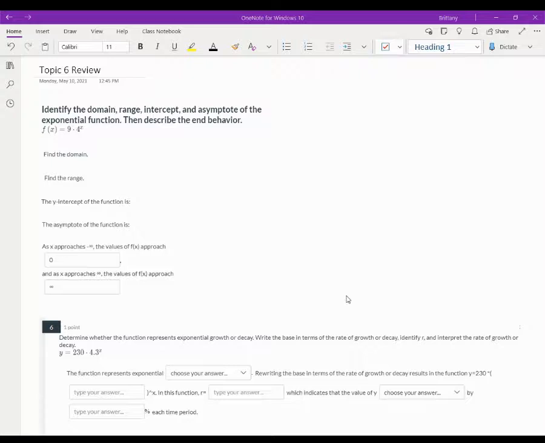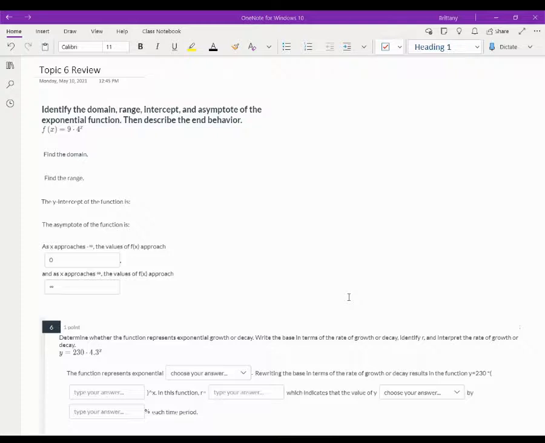We've got our L-shaped graph. I guess I have to type it in again. Take a look at our y-intercept while we're here. Take a look at just the overall shape of the graph. That way we can go back and answer our questions.